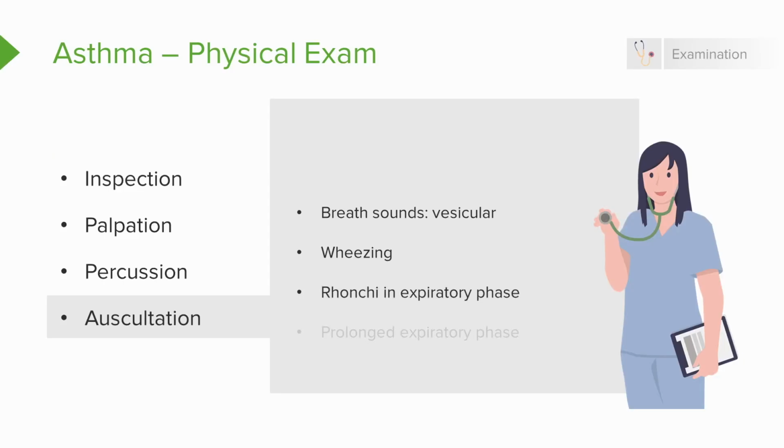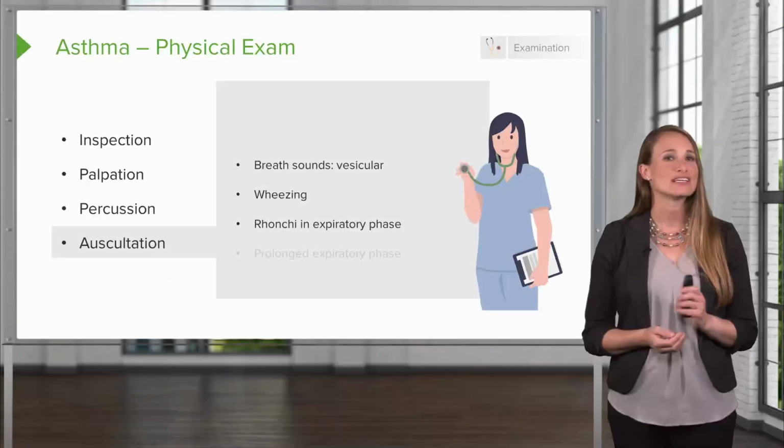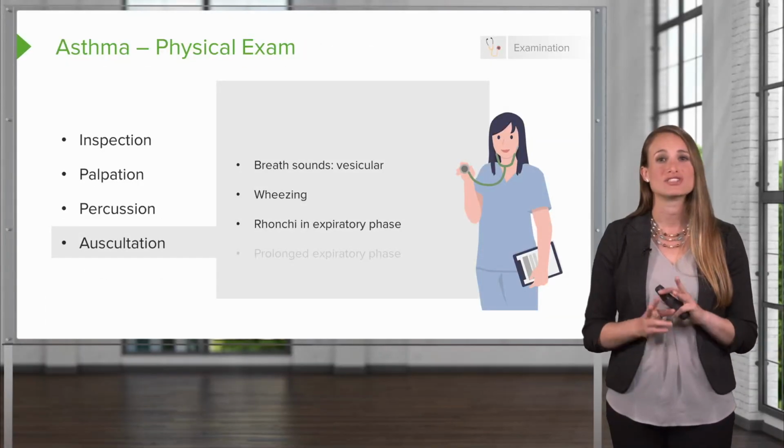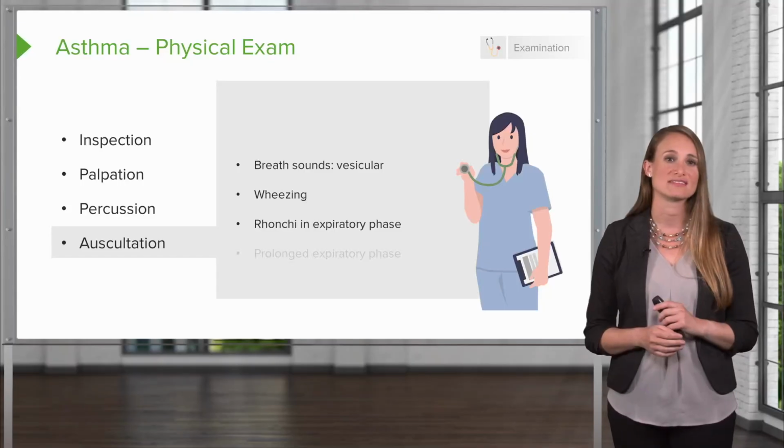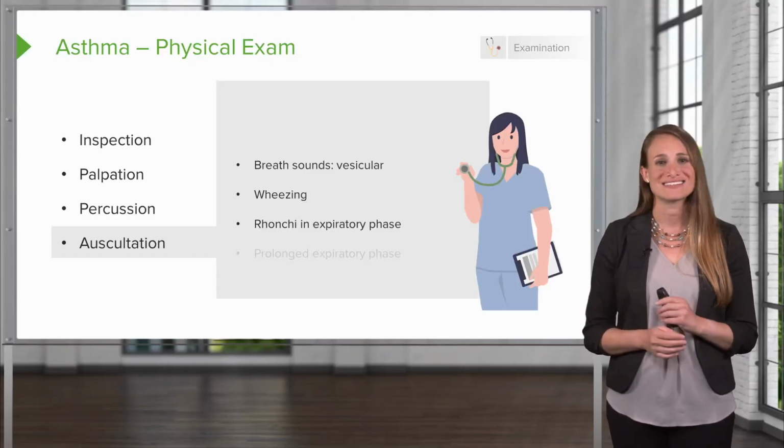Rhonchi. These are continuous, low-pitched rattling sounds that often resemble snoring. During an asthma exacerbation, one can note diffuse rhonchi in the expiratory phase, and this can suggest a generalized airway obstruction.